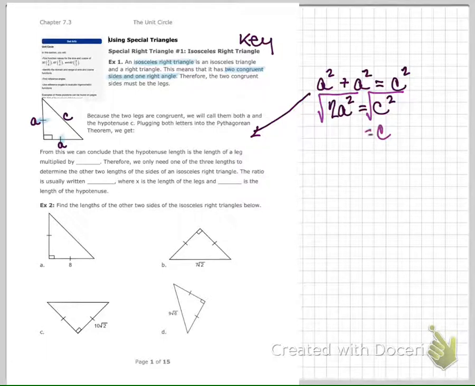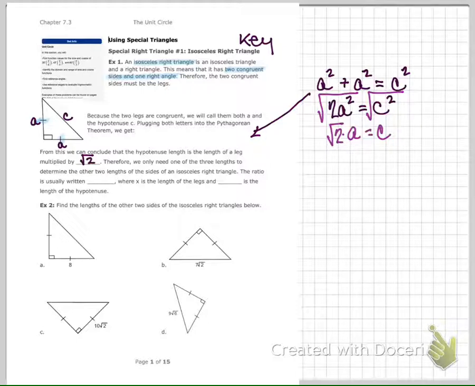So our c equals, now I'm going to square root these two parts separately. The square root of a squared is a, that's helpful. The square root of 2 is not a perfect square, so we are going to leave it this way. Square root of 2 times a, and that equals our c, so our hypotenuse. Okay, so now we can go down and fill in a couple blanks that we have right here. It's labeled as exercise 1 up at the top. So from this, we can conclude that the hypotenuse length is always the length of a leg multiplied by square root of 2.